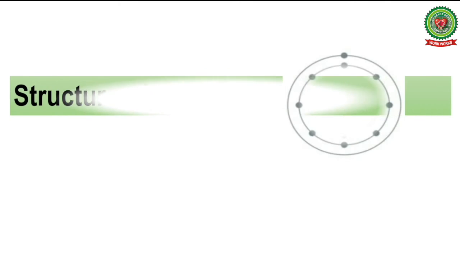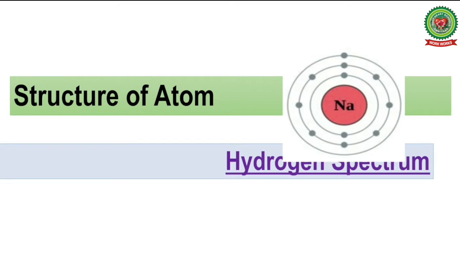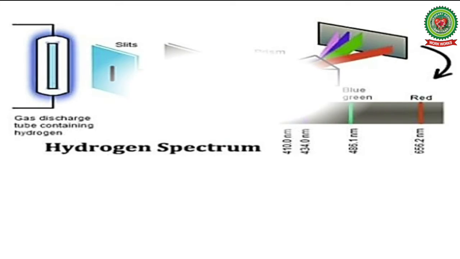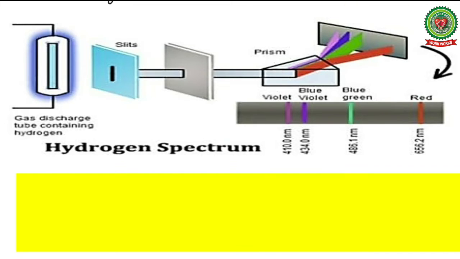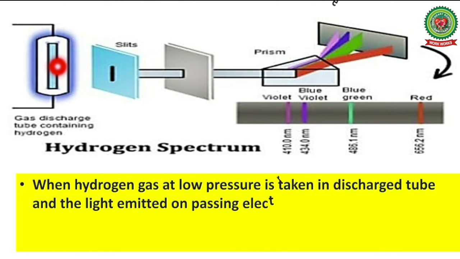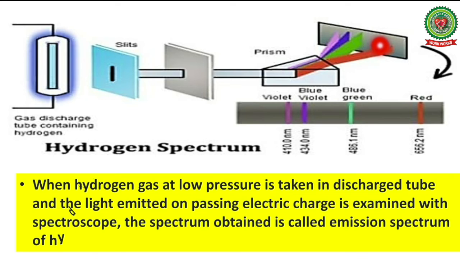Let us further discuss the chapter Structure of Atom, and our topic of discussion will be the hydrogen spectrum. First of all, we should know how a hydrogen spectrum is produced. When hydrogen gas at a low pressure is taken in the discharge tube and the light emitted on passing the electric arc is examined with a spectroscope, the spectrum obtained is called the emission spectrum of hydrogen.